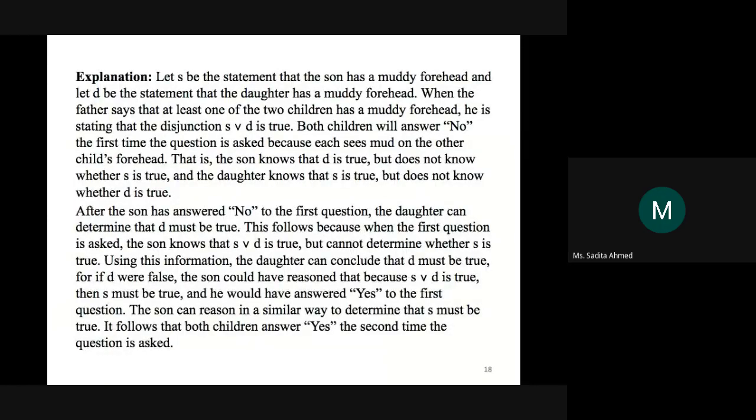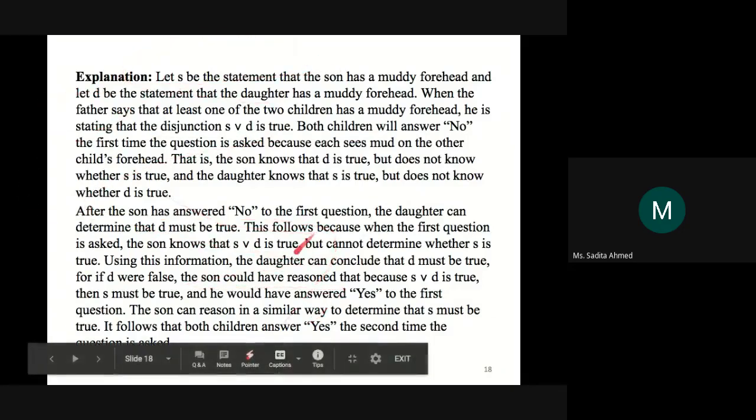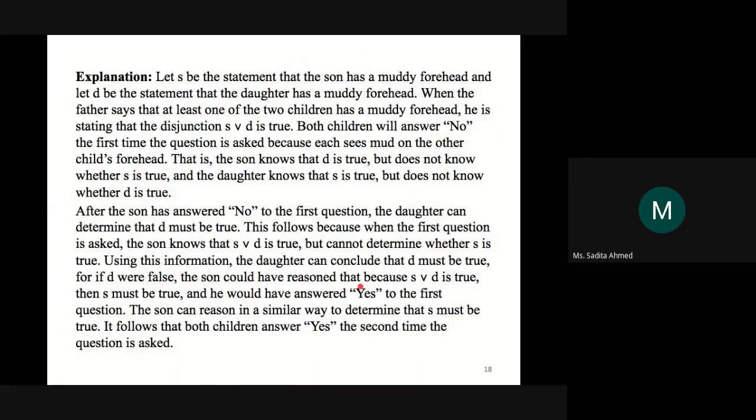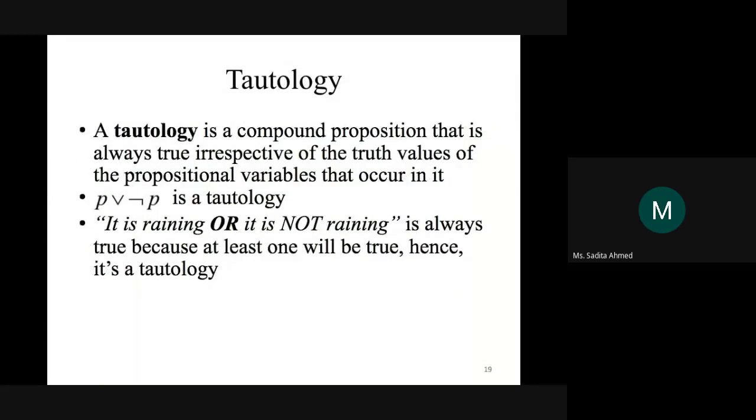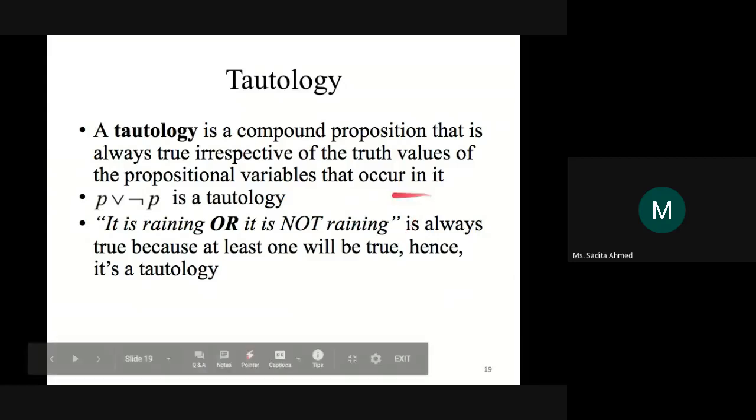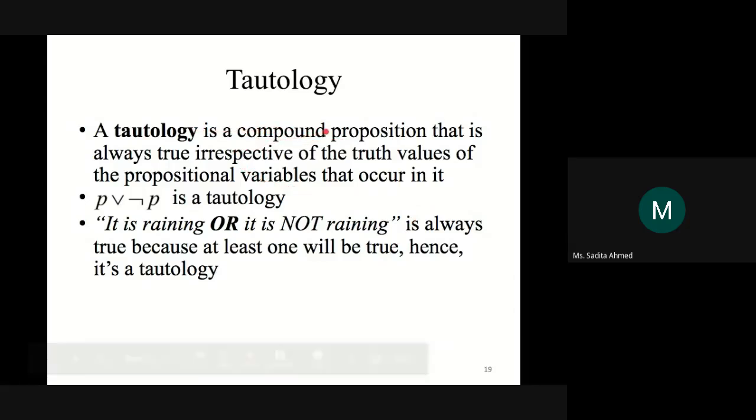So if everybody's clear with this, then I'll move on to the next topic. Go over this explanation in your own free time so that it's clear to you, and make sure that you are able to lay down the logic for future puzzles in this manner, at the very least in this manner. Okay. Now, tautology. What is a tautology? We've already actually talked about a tautology. What is a tautology? A tautology is a compound proposition that will always be true, regardless of the truth values of the propositional variables that are there in the compound proposition. Okay.